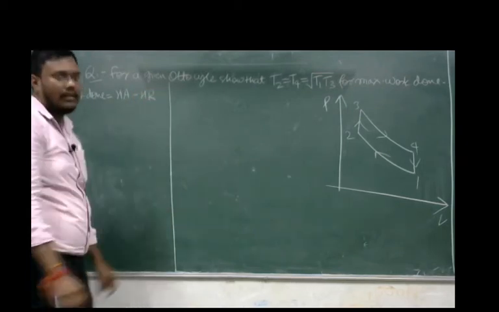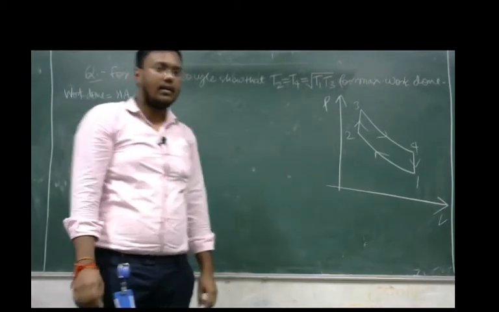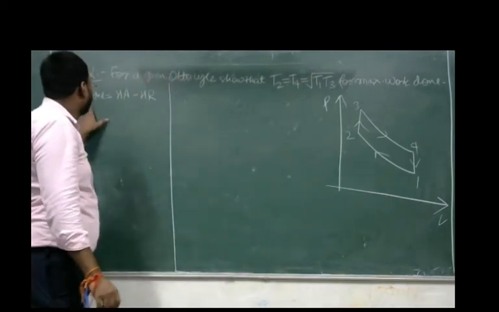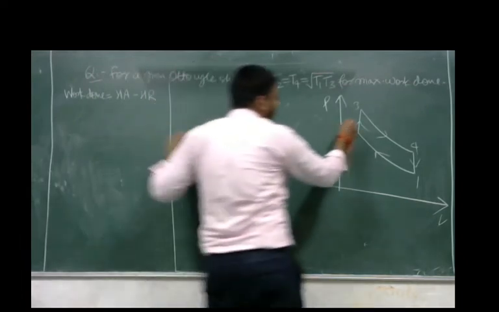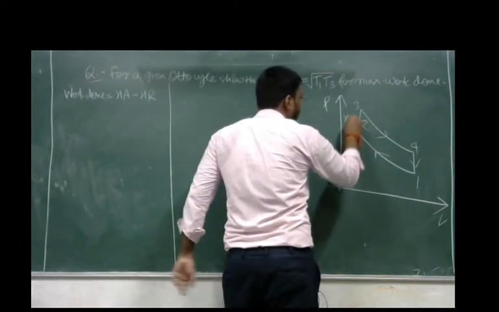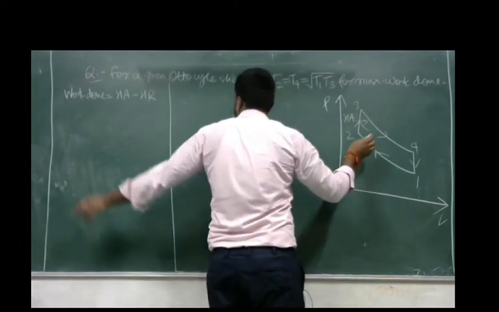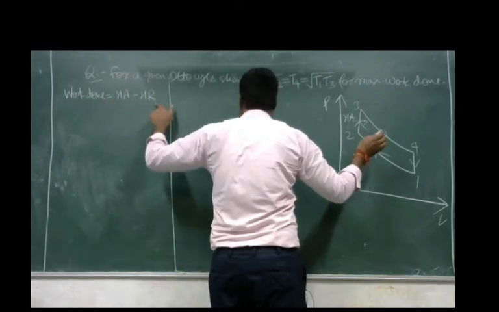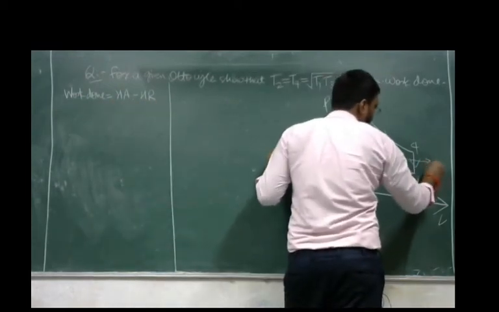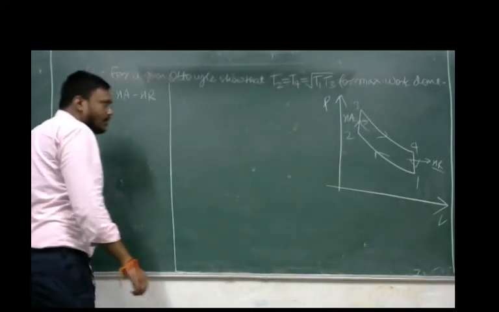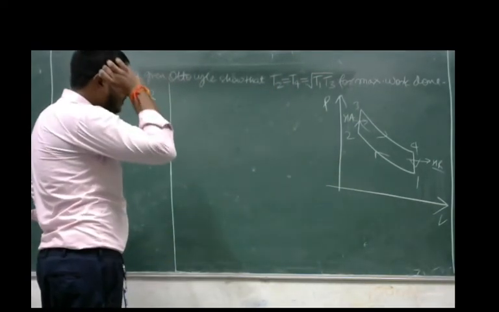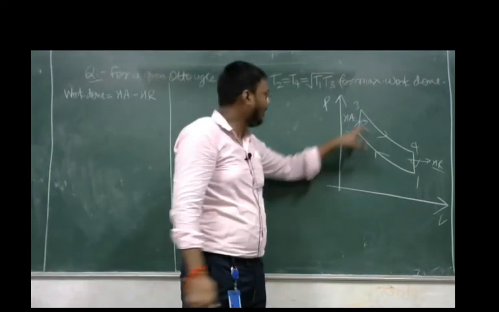Okay, we have discussed earlier that work done is equal to heat addition minus heat rejection. Heat addition takes place from 2 to 3. We have proved this earlier, that work done should be equal to heat addition minus heat rejection, and this is heat rejection from 4 to 1. So what will be the value of heat addition from point 2 to 3?